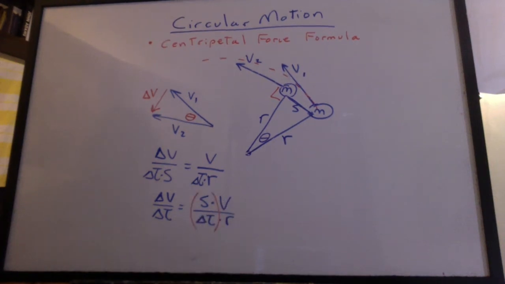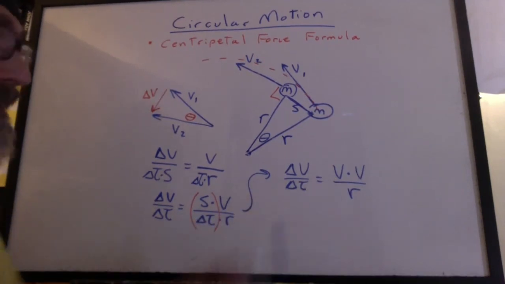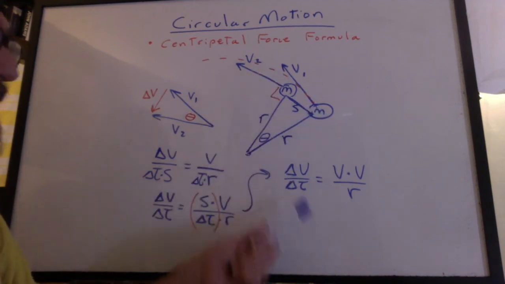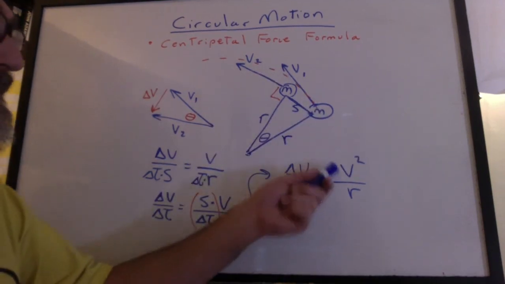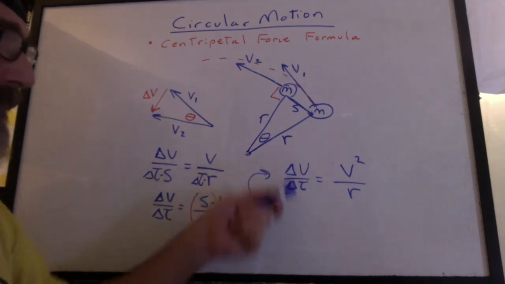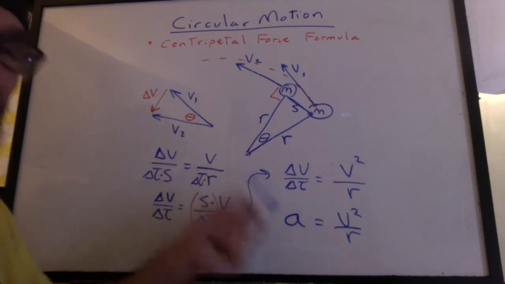What's S over delta T? This is V. The distance the ball travels in that time is how fast it's going. So I have V squared over R equals the change in velocity over the change in time. Well, boy, does that sound familiar. That's acceleration.